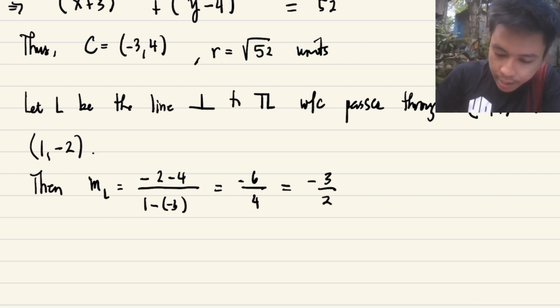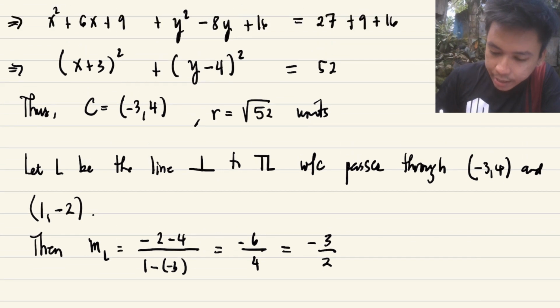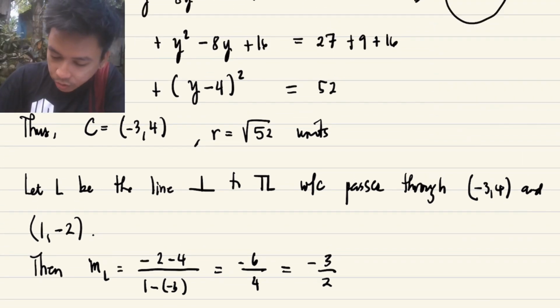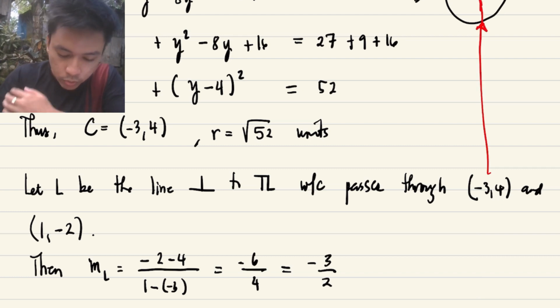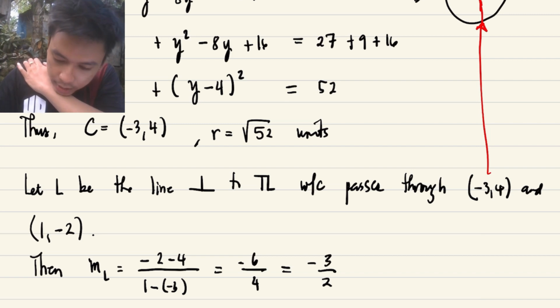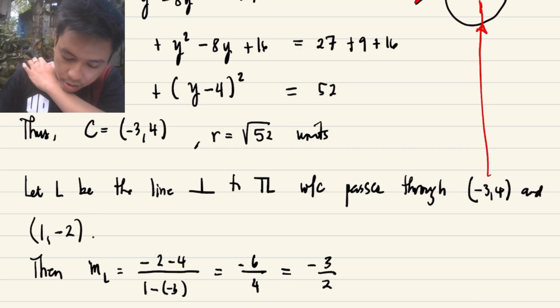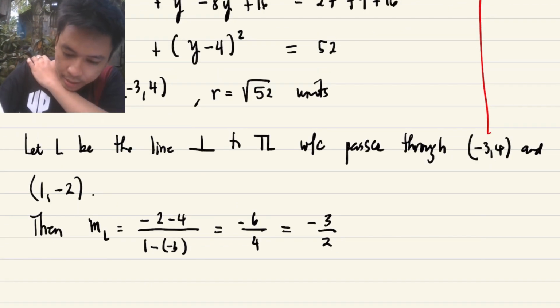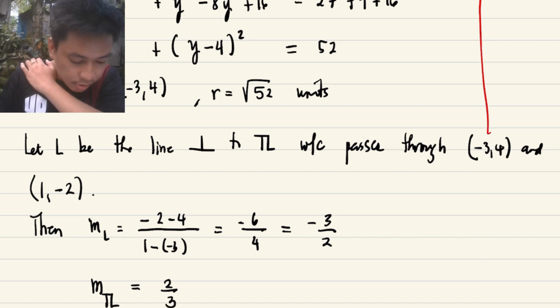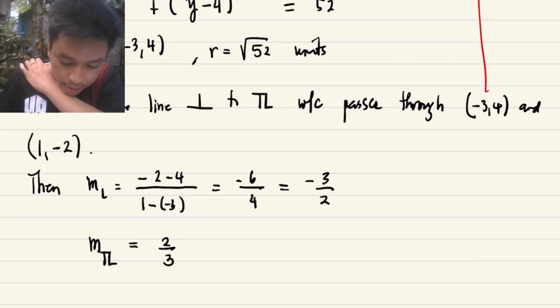So this is the slope of the line being referred to here. This is the center, (-3, 4), and this one is (1, -2). So the slope of the perpendicular line is -3/2, which means the slope of the tangent line is 2/3. That's the negative reciprocal. So now we know the slope of the tangent line.